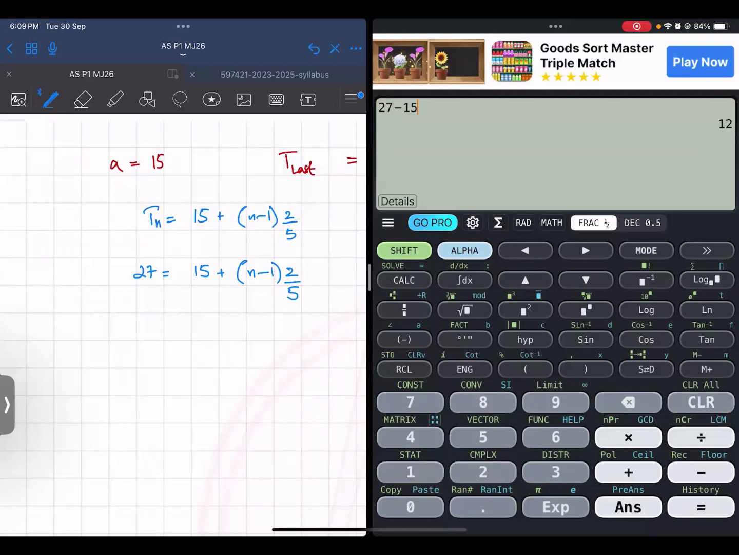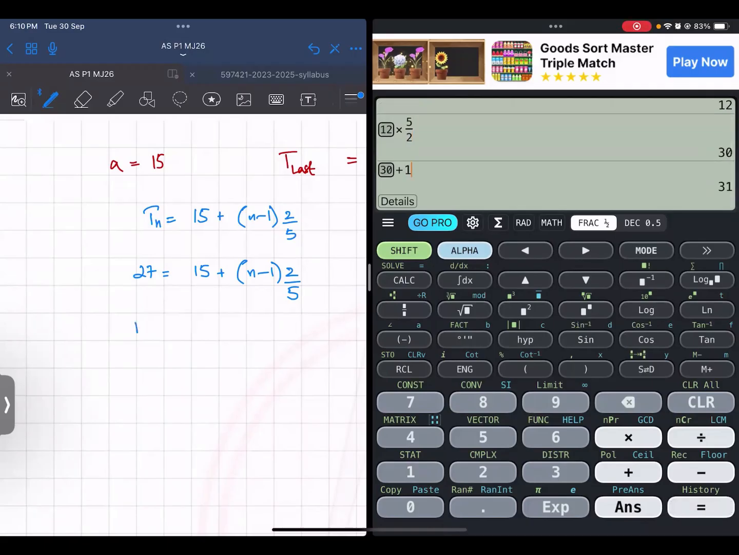So 27 minus 15. Okay. And then this thing would be multiplied by 5 and then divided by 2. Okay, 30. And 30 plus 1, because n minus 1, the minus 1 would go over this and add. So this answer plus 1.